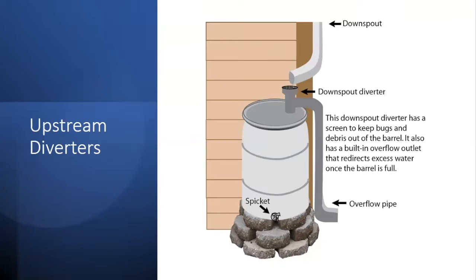So you do have options. You can overflow from your barrel. You can overflow from your downspout diverter. There's a lot of different parts that you can get to create a downspout diverter, but they're not very expensive and it is a good option.